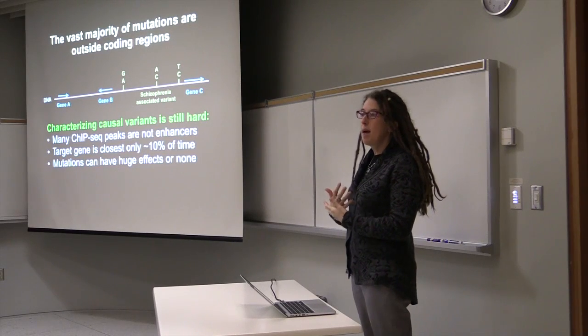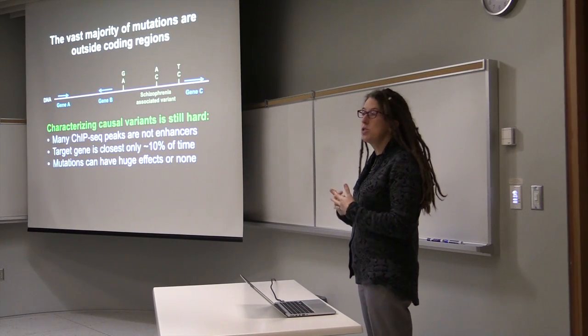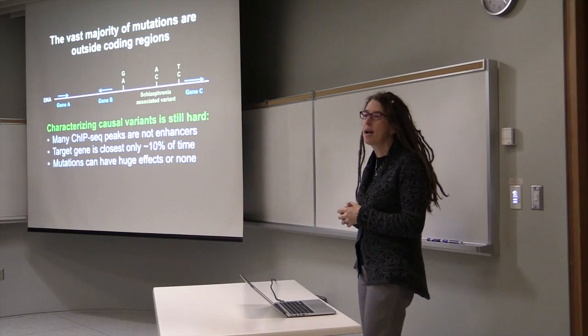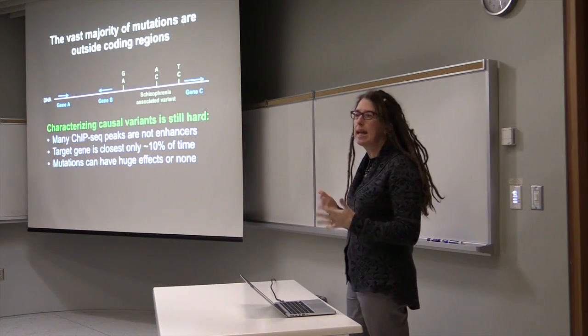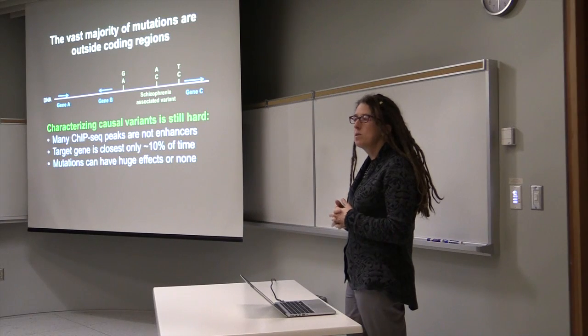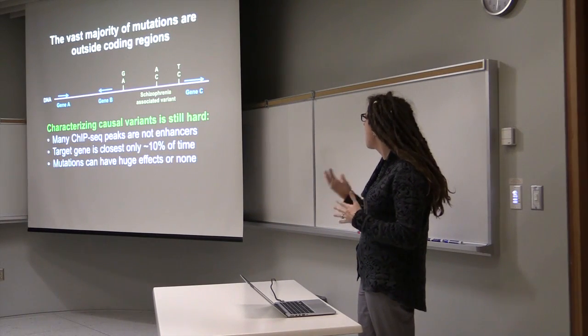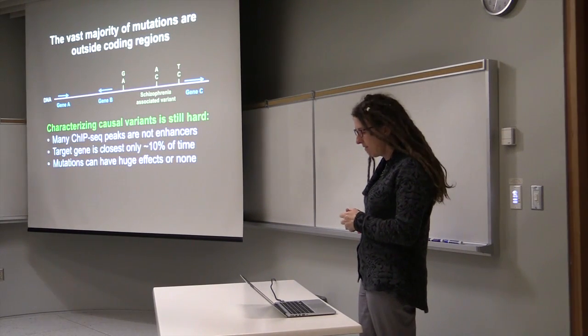And unfortunately, that happens a lot of the time because the closest gene, according to these chromatin capture assays that we just heard about, is the target gene only about 8 to 10% of the time. So we need better techniques to try to map the variants to the pathways that they affect.